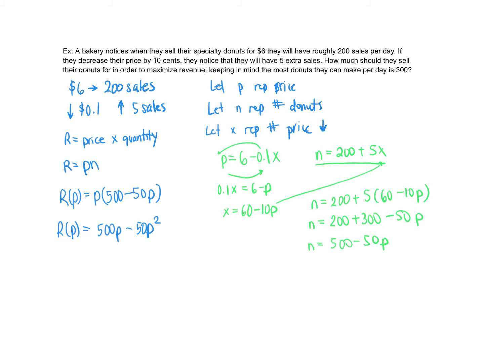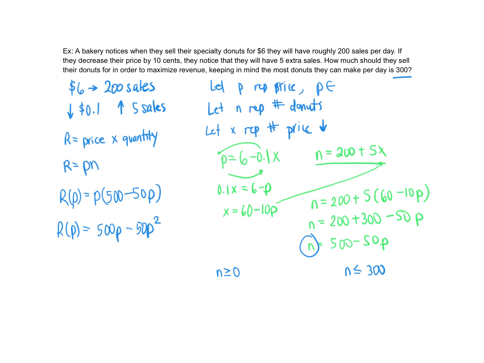So what can my price be? The question doesn't tell me anything about the minimum price or the minimum number of donuts they have to sell. They do give me a maximum. So my restriction is actually going to come from N, and we're going to solve for P, the price, in each case. My 2 criteria are as follows. The number of donuts has to be greater than or equal to 0. I can't sell a negative number of donuts. And N has to be less than or equal to 300, because that's all they can make per day.